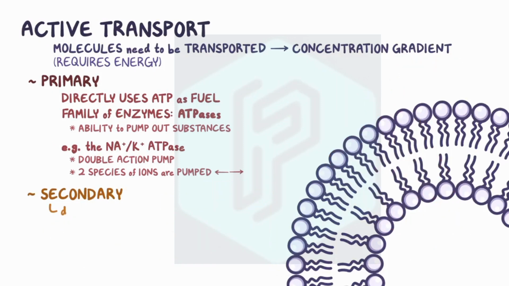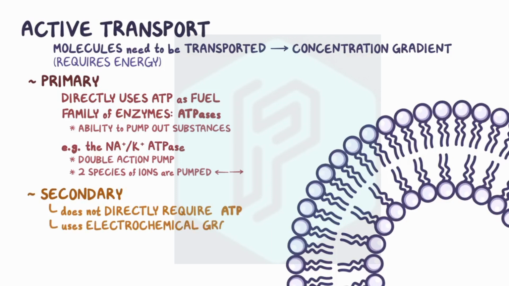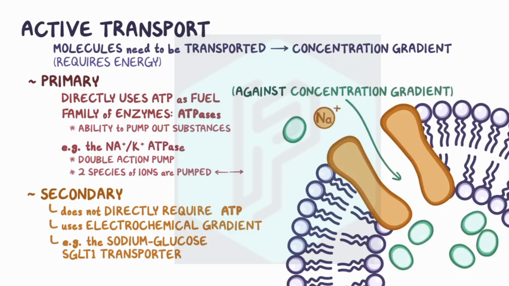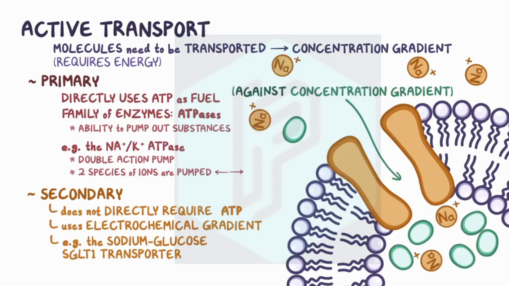Secondary active transport does not directly require ATP, but uses an electrochemical gradient, just like the one made using the sodium-potassium ATPase. An example is the sodium glucose SGLT1 transporter, which pulls a molecule of glucose into the cell against its concentration gradient, along with two sodium ions that move along their concentration gradient. Since both sodium and glucose go in the same direction, this transporter is called a symport.